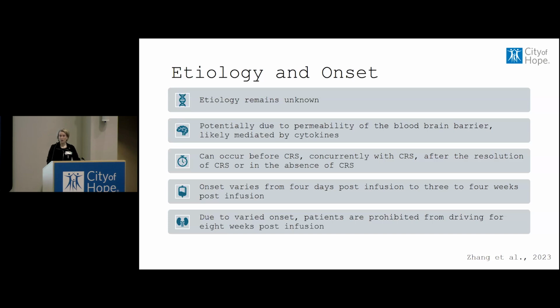There's a lot of ongoing research to understand the etiology of ICANS and how to mitigate this side effect. Early steroid administration may be available and may be approved in some of the products to decrease the severity of ICANS without impacting the efficacy of the CAR T cells.